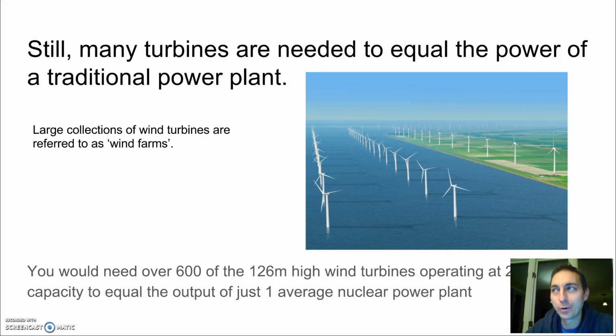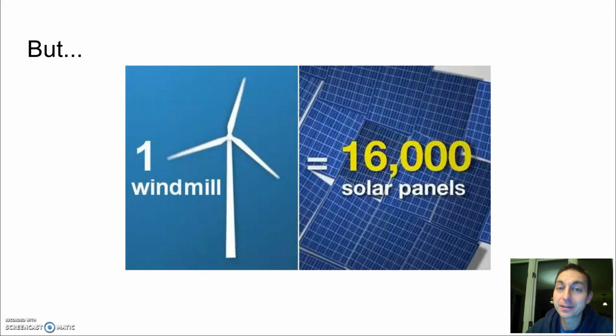But one turbine by itself is obviously not going to be enough to equal a regular power plant. You need many of them, and so these large collections of wind turbines like you see here, those are going to be known as wind farms. You would need over 600 of these 126 meter high wind turbines, assuming that they work at about 25% of the time, to equal the output of just one nuclear power plant. That's a pretty big difference. But comparing that to solar energy, it could possibly be equivalence of about one windmill to about 16,000 solar panels. So in that comparison, wind looks a little bit better.